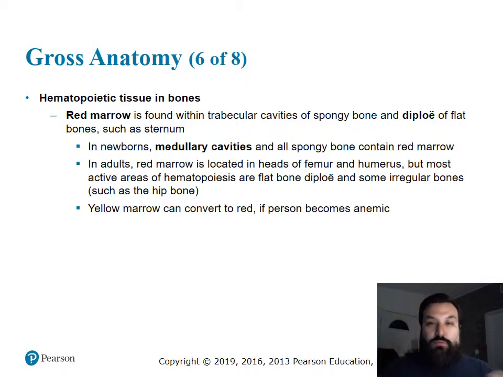This type of red bone marrow has stem cells that produce all types of blood cells that we have in our body: your red blood cells, your white blood cells, and your types of white blood cells we call lymphocytes. All of these form in the red bone marrow. Now, in adults, red bone marrow is located in the head of the femur, humerus, some flat bones, things like that. In children and newborns, the medullary cavity, where you would usually have yellow bone marrow, is where you're going to have red bone marrow as well.